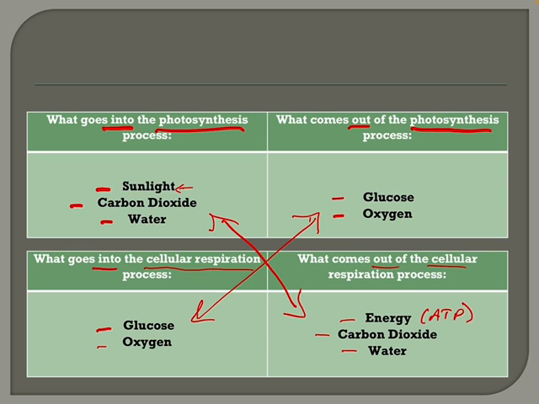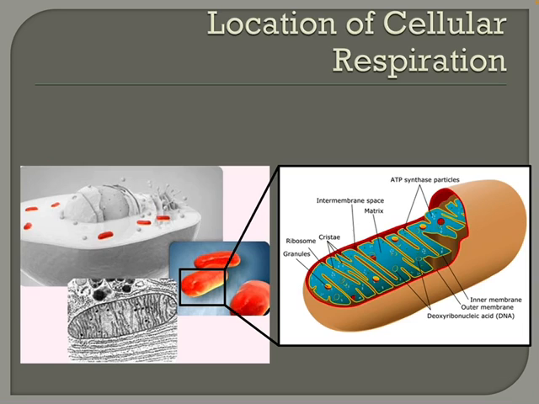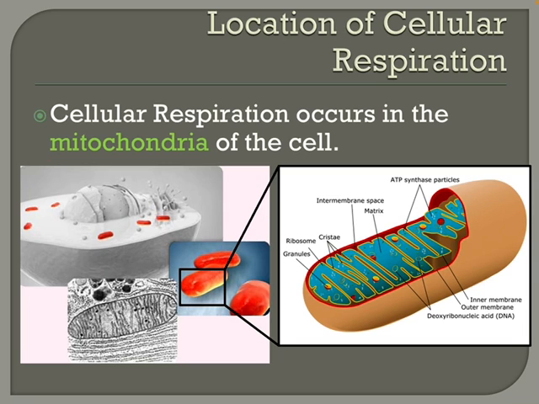All right, so location of cellular respiration. So as we know, for photosynthesis, our location for photosynthesis is going to be in the where? And you should be saying it to yourself now. Make sure you remember it is in the chloroplast, right? Cellular respiration happens in a completely different organelle. It happens in the mitochondria. Please remember that. Cellular respiration occurs in the mitochondria.